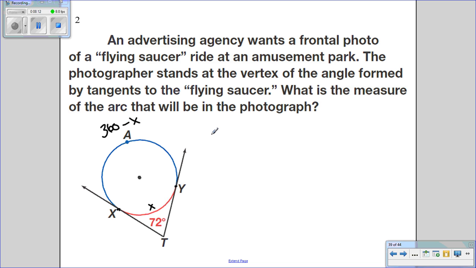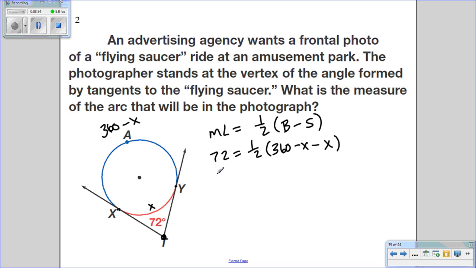We're going to set it up the same way. The measure of the angle is equal to half, and since the lines are intersecting outside the circle, we're going to find the difference: the big arc minus the small arc. So the angle, which is 72, is 1/2 the big arc, 360 minus x, minus the small arc, which is x. We're going to do this the same way we did the previous example. So we have 360, and those two together give you negative 2x. We're going to multiply both sides by 2 to cancel our fraction. So that's 72 times 2, which is 144.